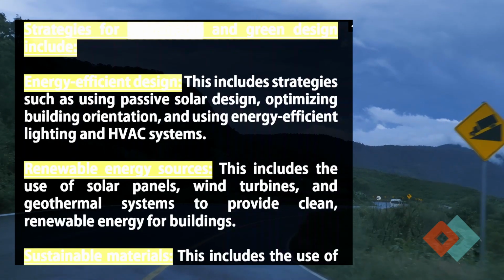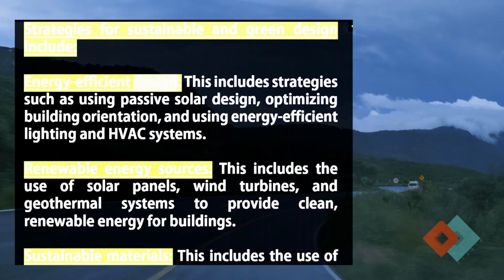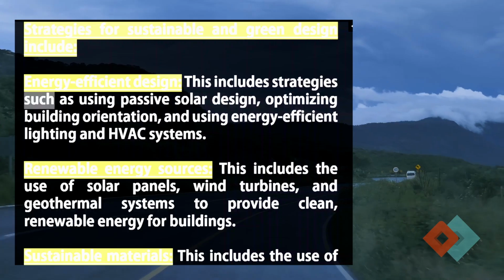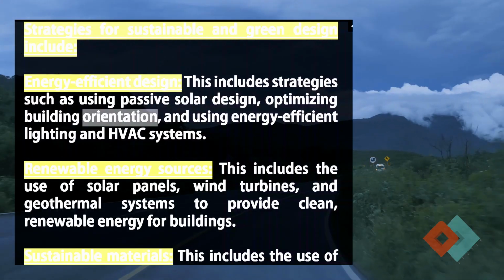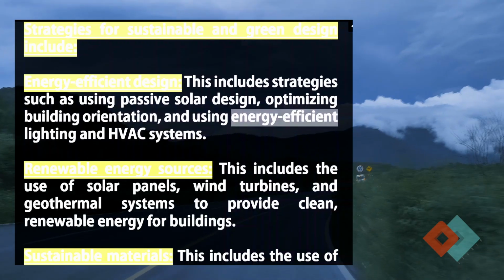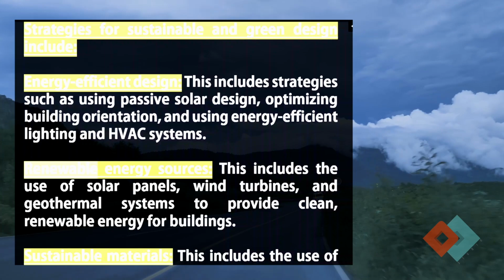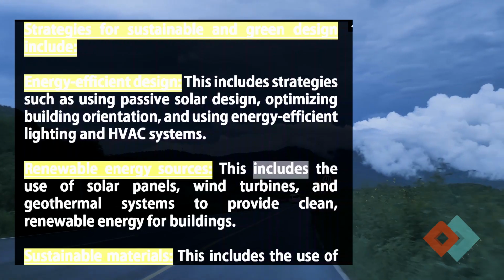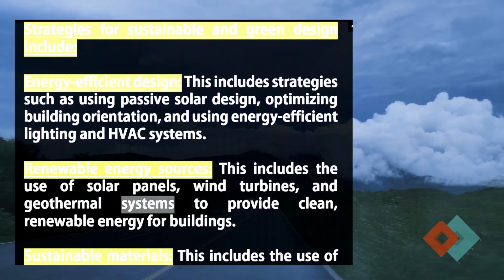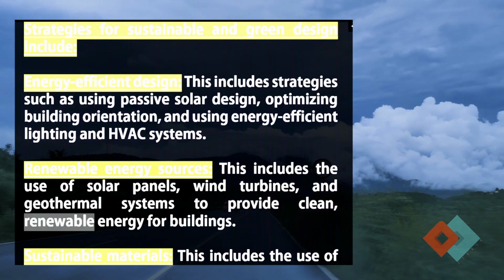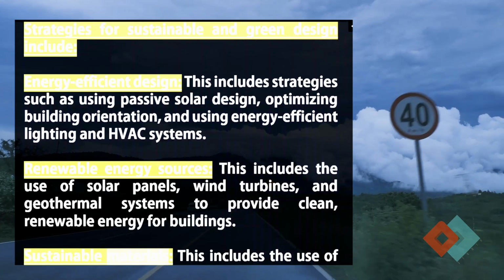Strategies for sustainable and green design include energy-efficient design. This includes strategies such as using passive solar design, optimizing building orientation, and using energy-efficient lighting and HVAC systems. Renewable energy sources. This includes the use of solar panels, wind turbines, and geothermal systems to provide clean, renewable energy for buildings. Sustainable materials.